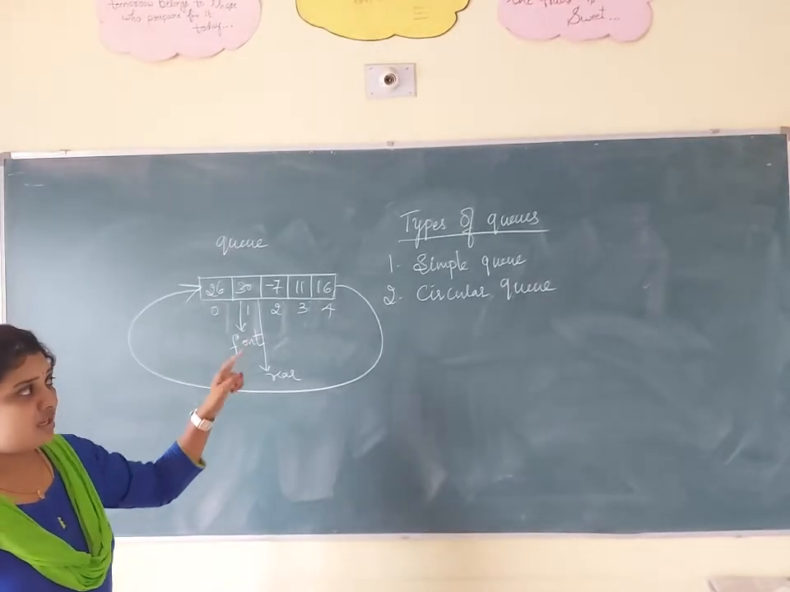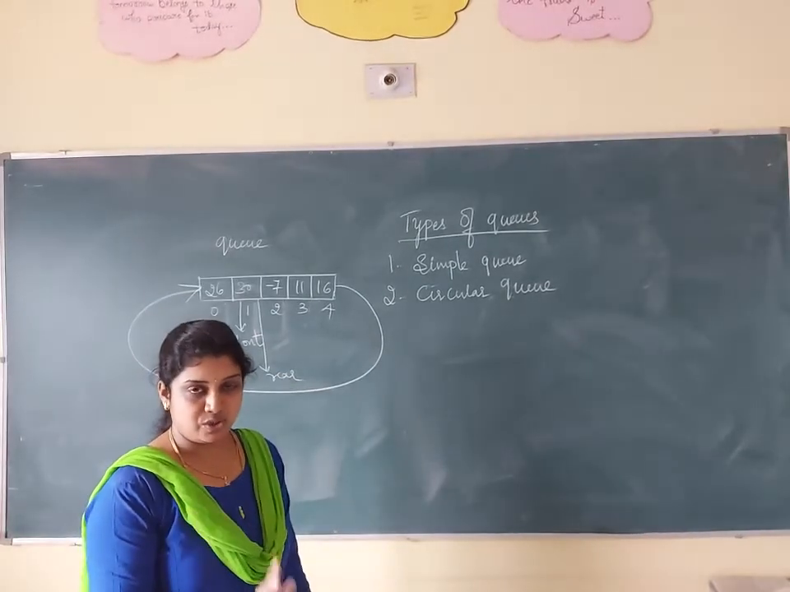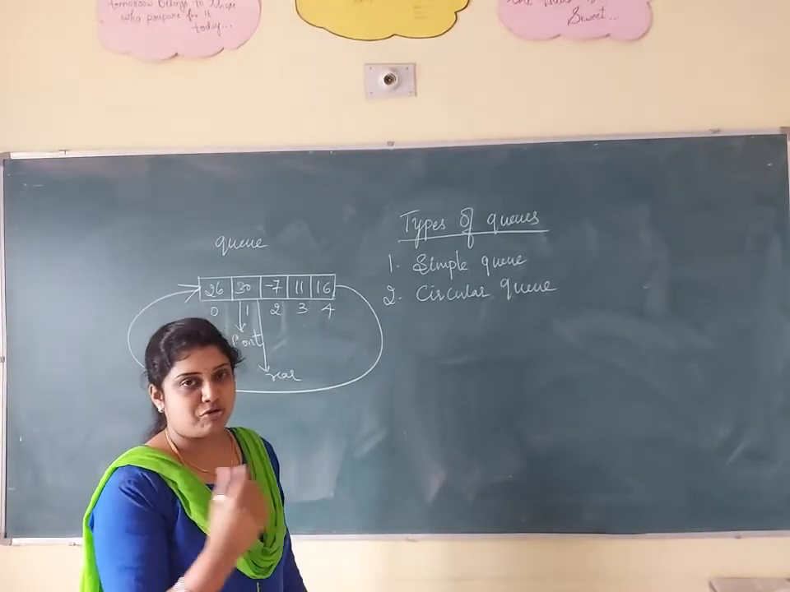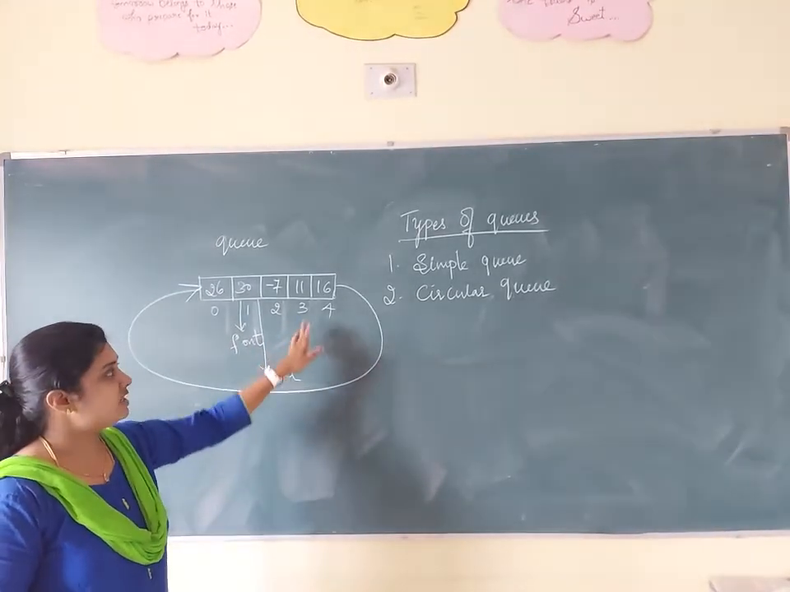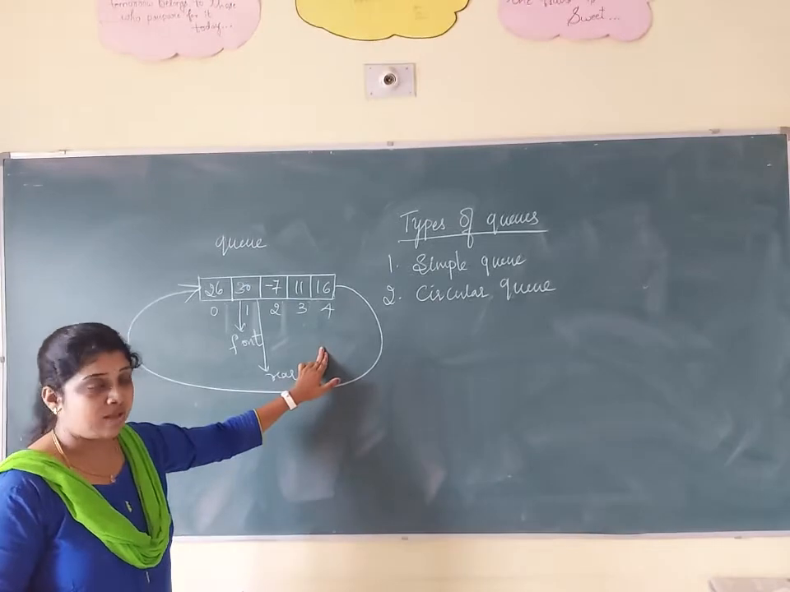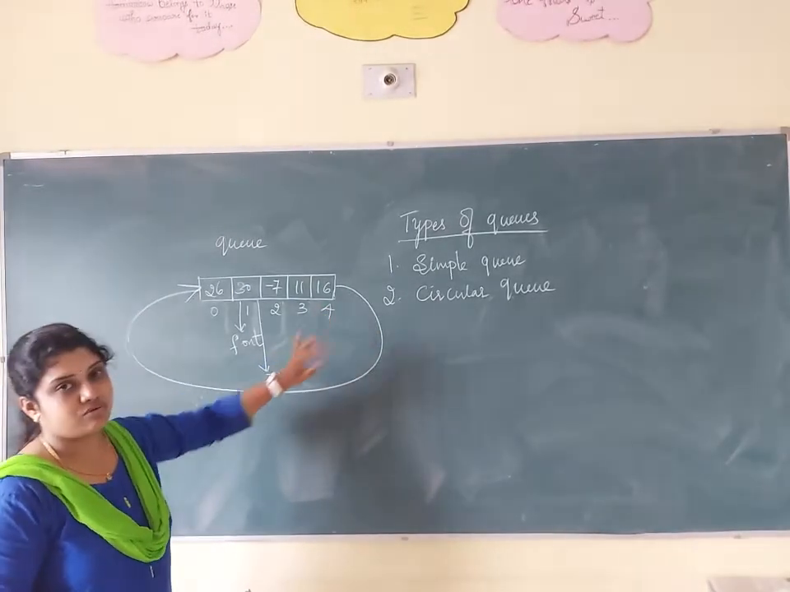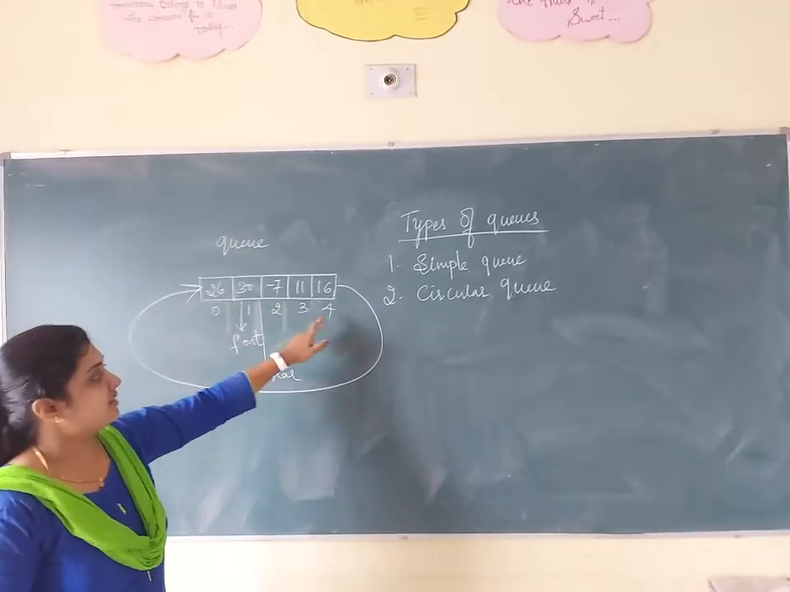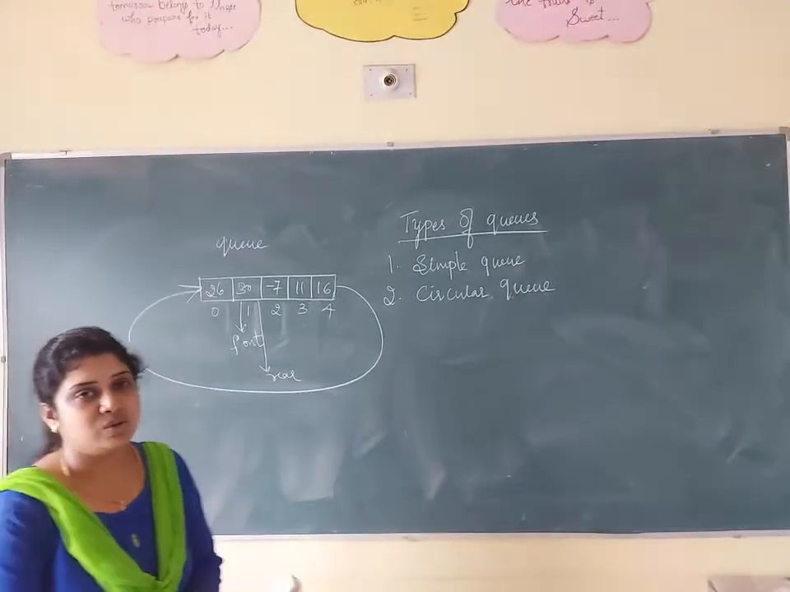So in circular queue, what will happen? The queue is arranged in a circular manner, and the last node follows the first node, so that if you increment rear when rear is pointing to the last node, what will happen? The last node follows what? The first node. So the rear will be directly incremented to location 0, so that you can use that memory.